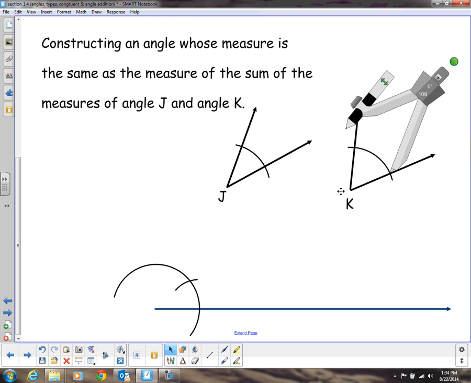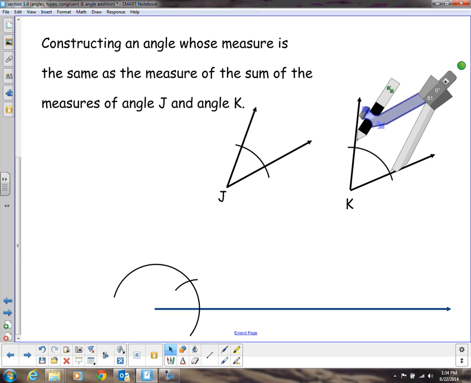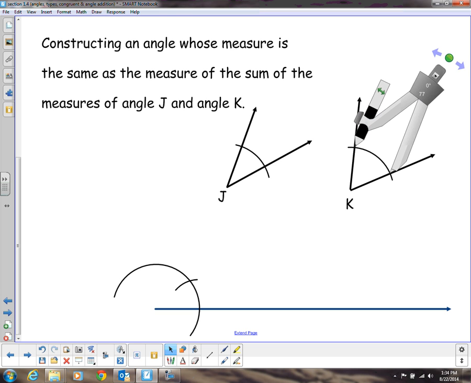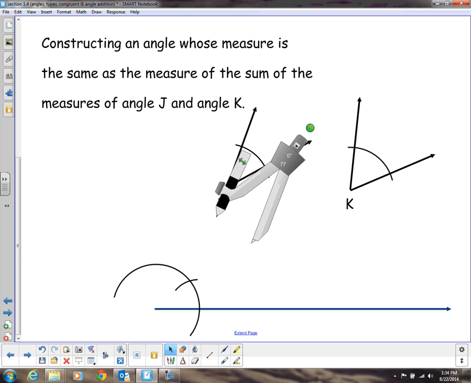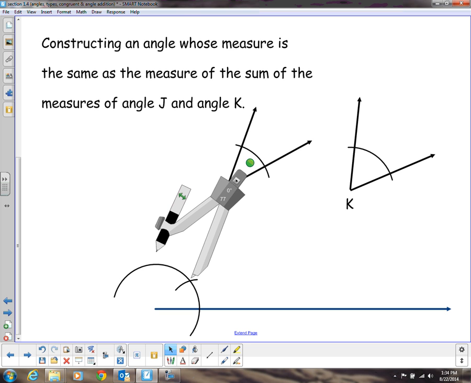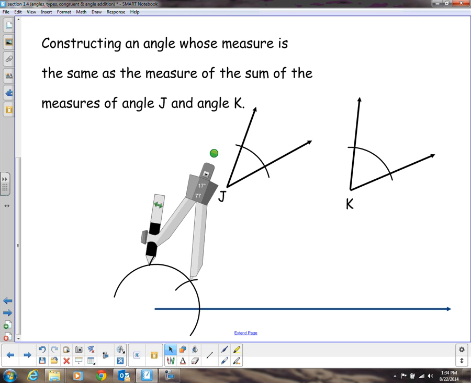So I'm going to put my compass point on this point of intersection. I'm going to adjust my compass so that it is that wide. Hold on, I've got to make sure, yep. So my pencil point is there, so that's that opening. Without changing that opening, I'm going to go to the end of my first angle that I just made here, that point of intersection, and I'm going to draw another arc.